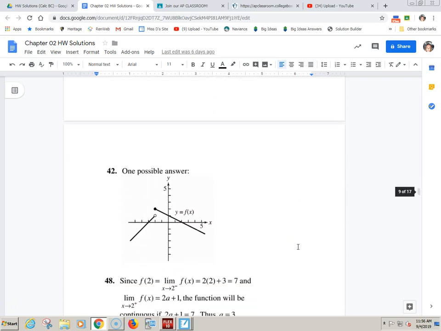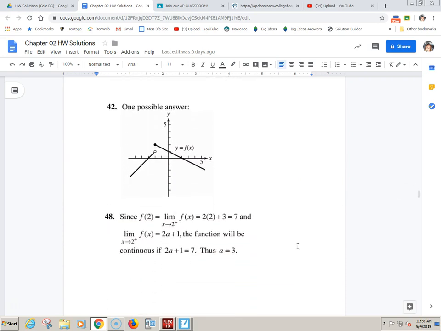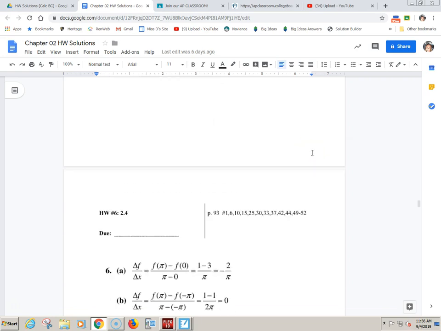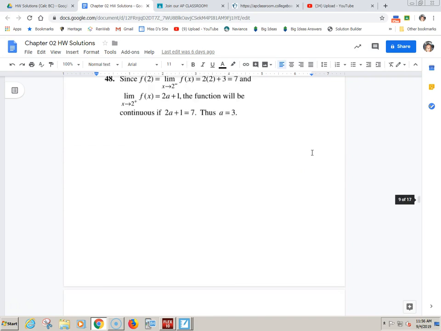Number 42, you can have some creativity, but there's one option that would fulfill all of its conditions. We have 1, 2, 3. Number 48, a equals 3. And then I think that's the last even, right?